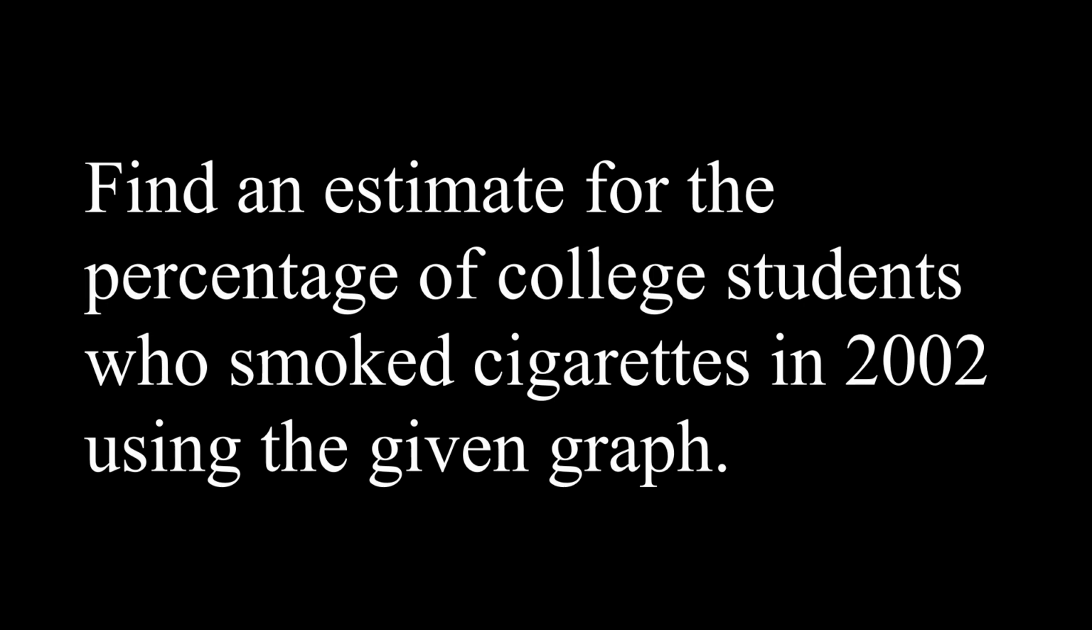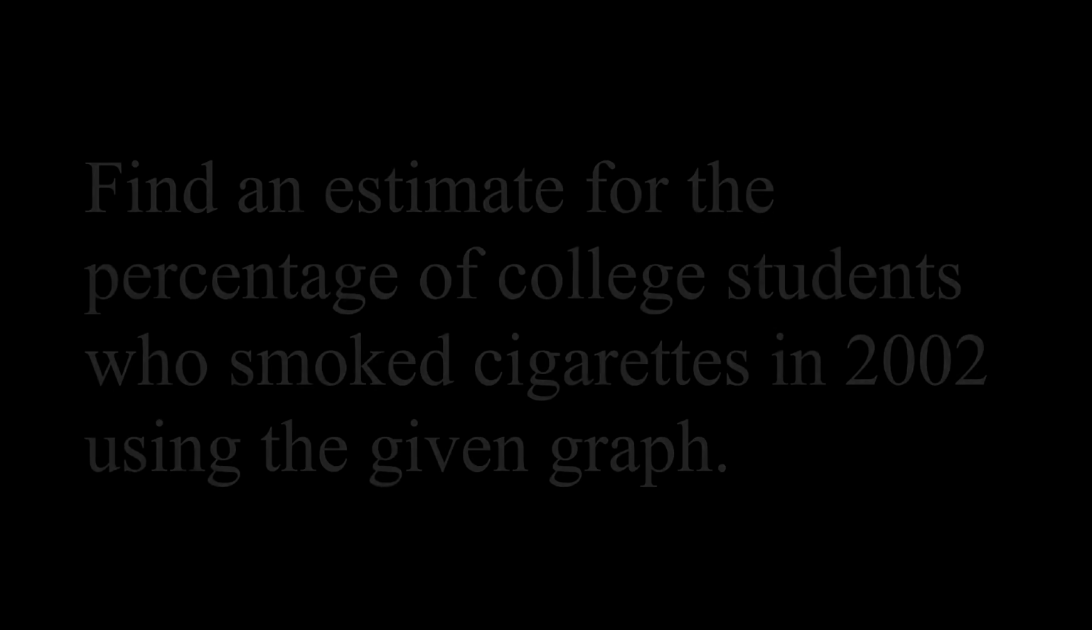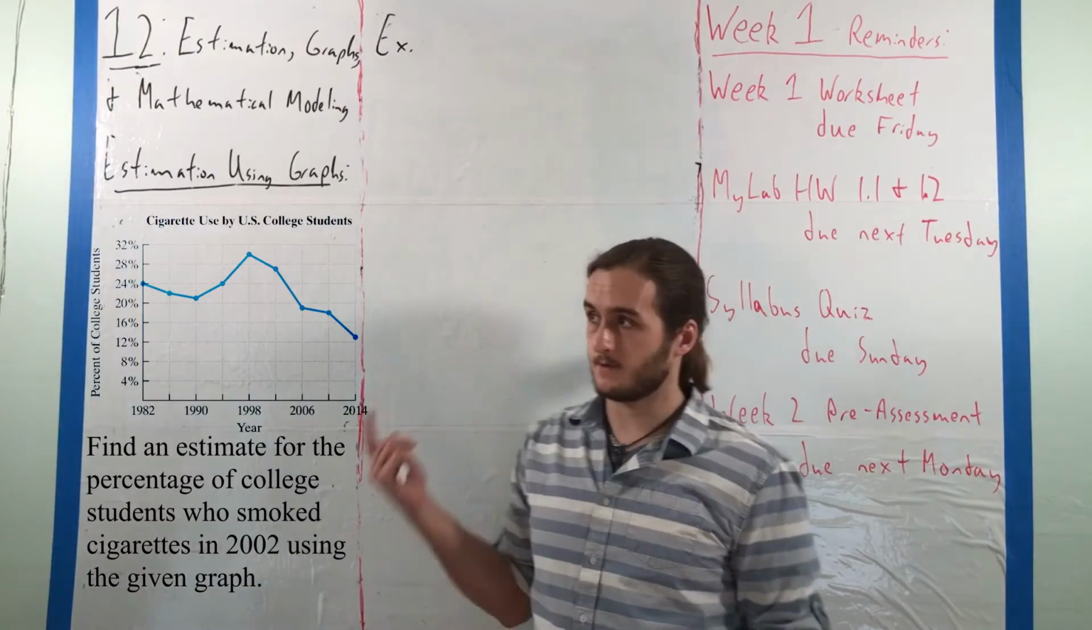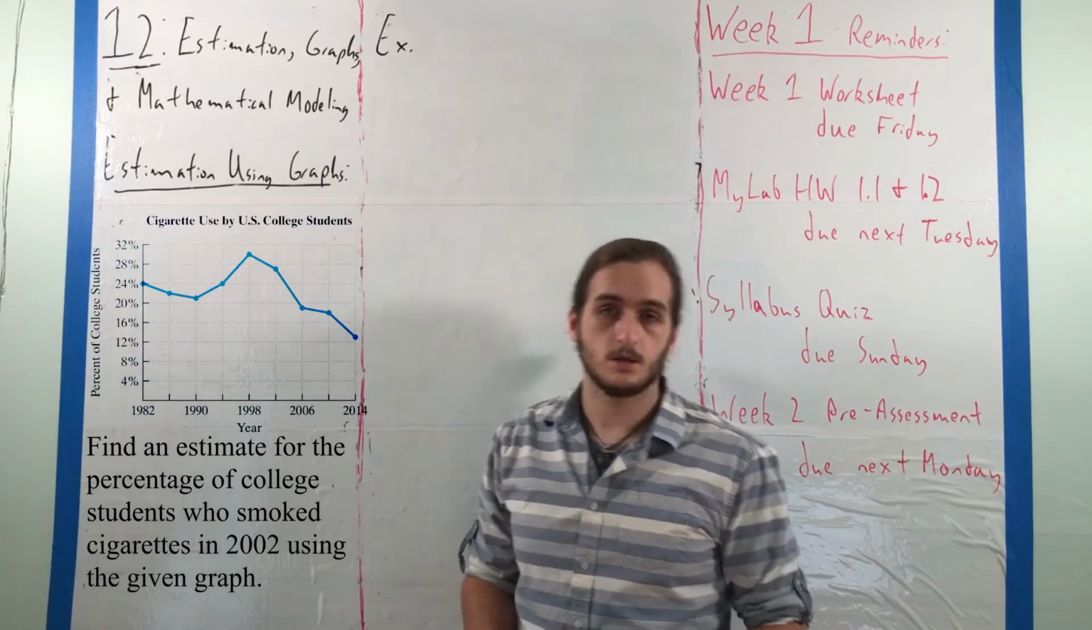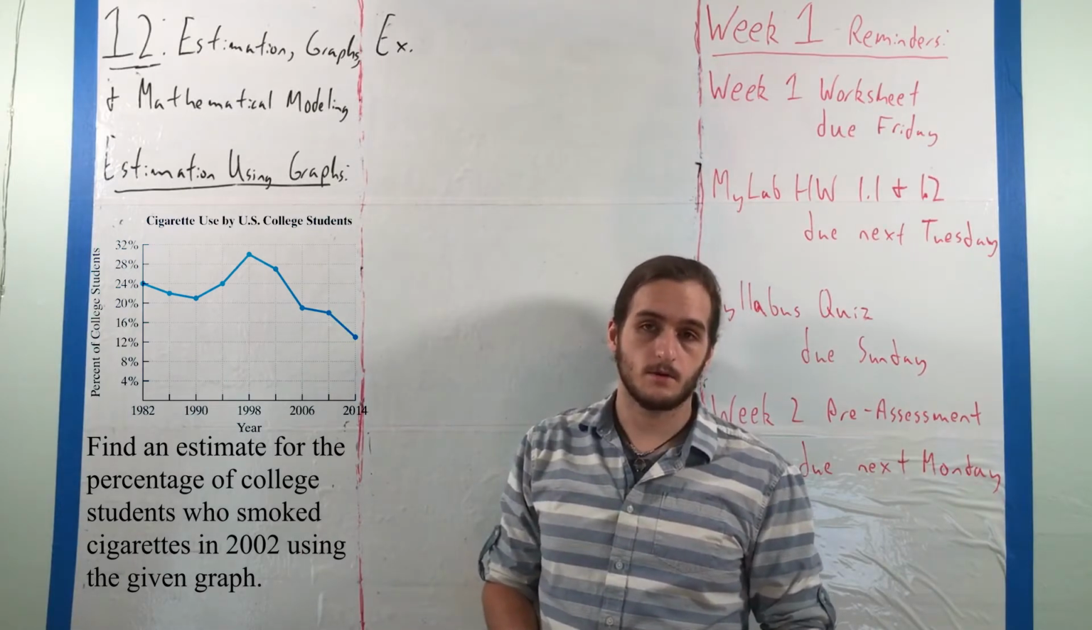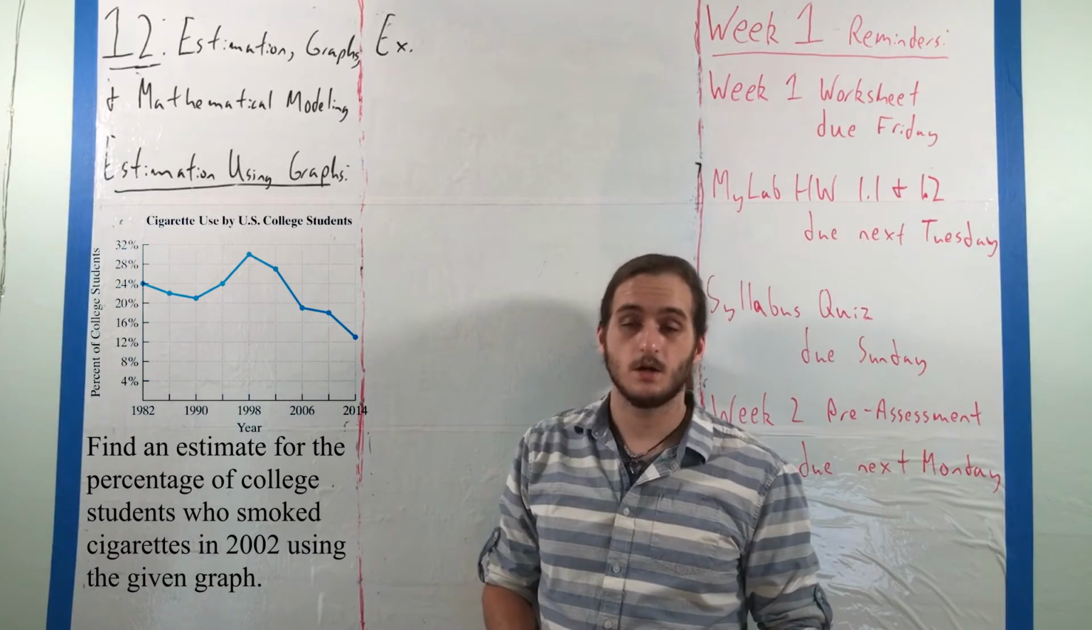So let's look at this in the context of an example where we have a representation of the data on cigarette smoking by American college students. What we want to do is look at this graph that we're given and use that to make an estimate on the number of students who smoked in the year 2002.